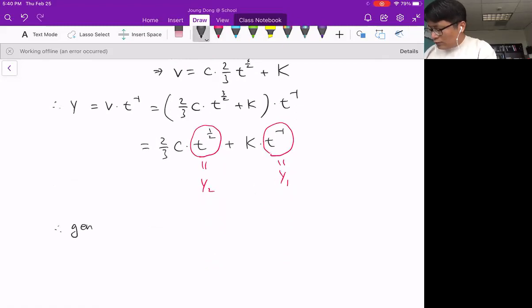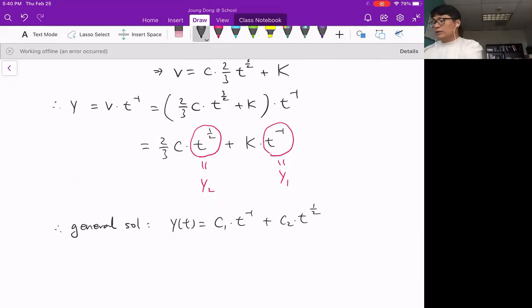Then the general solution is C1 y1 plus C2 y2, which is a linear combination form, okay? So we can say t to the -1 and t to the 1/2 form a fundamental set of solutions, okay? And this is reduction of order.